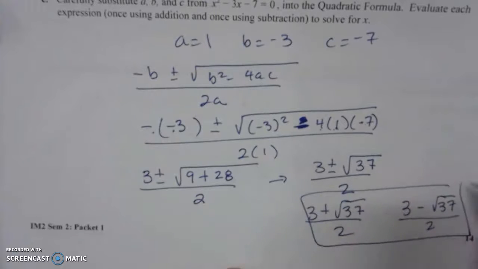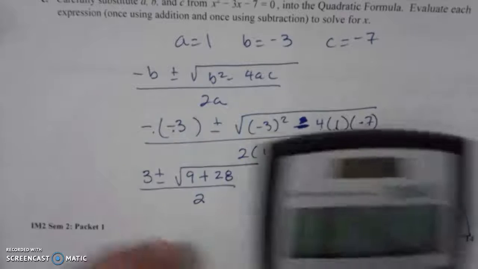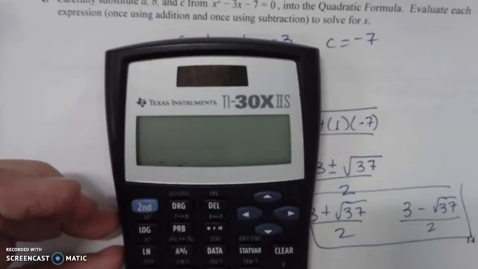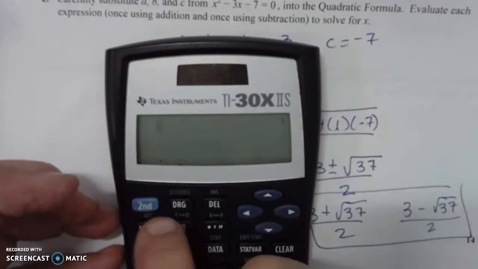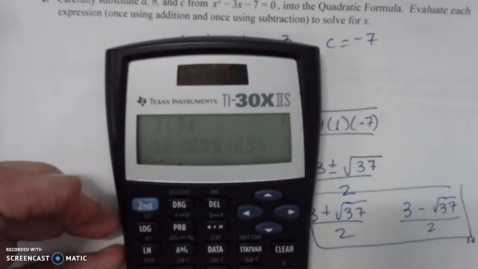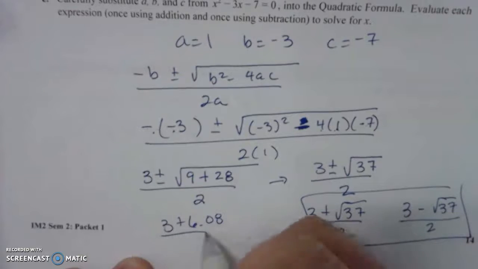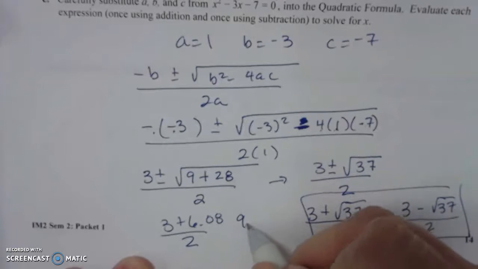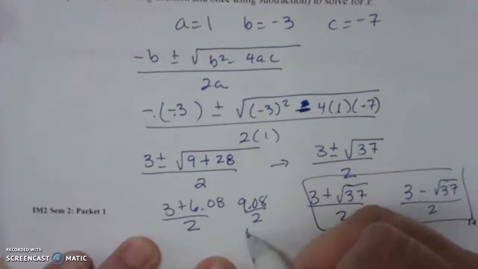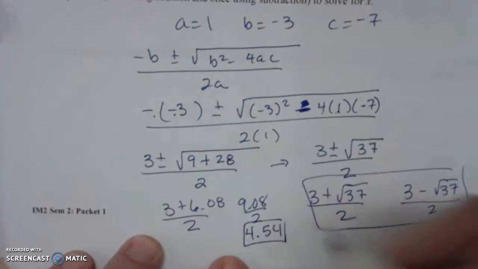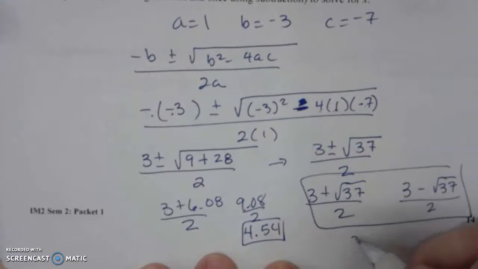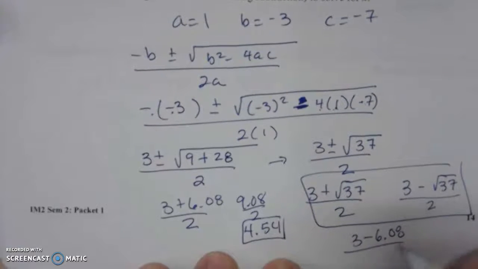Okay, these are the 2 answers. If you want to know what the number is, you can go to Desmos. Oh, is my calculator going to work? What is the square root of 37? See, the square root of 30, oh, that's 34. The square root of 37 is 6.08. So really what we're doing is we're saying 3 plus 6.08 divided by 2, which is 9.08 divided by 2, which is 4.54. Okay, and then we want 3 minus 6.08 divided by 2.